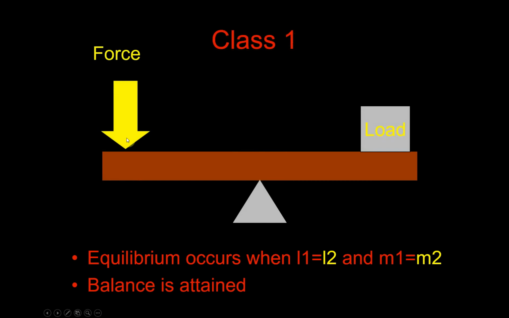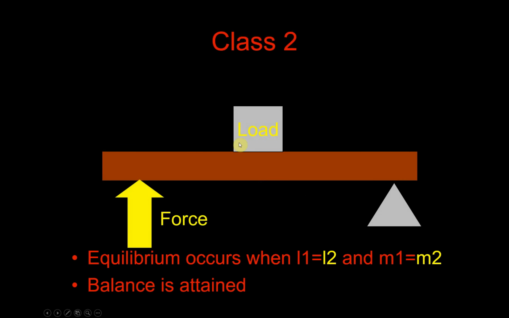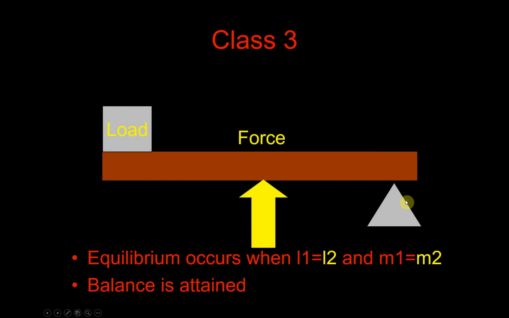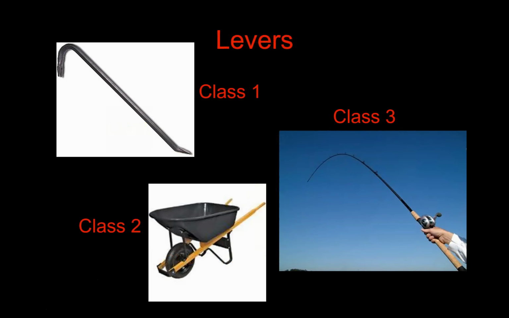So class 1, force, fulcrum, load. Class 2, force, load, fulcrum. And for a class 3 lever, load, force, and then fulcrum. What I want you to do is take a look at various examples of these different levers and have a quick idea of which type certain objects would be and how to identify class 1, 2 and 3 levers. Like I said, nice bonuses come out of this that aren't particularly complicated.